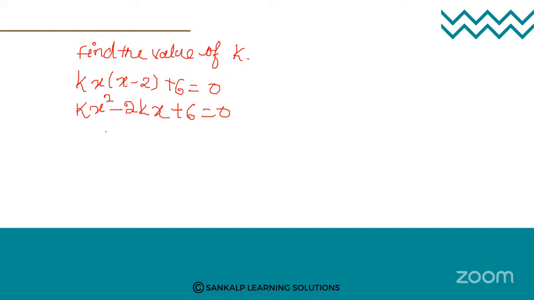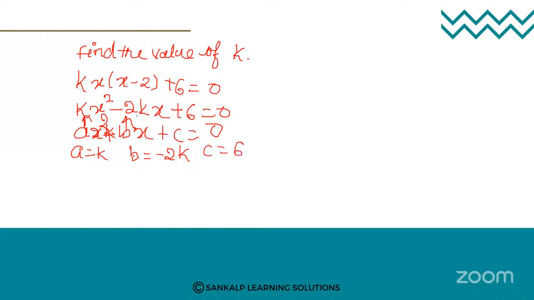Right? Now it is in the form ax square plus bx plus c. A value is k, therefore A is equal to K. B value is minus 2K. C value is 6. A value is the coefficient of X square, that is K here. The coefficient of X is the value of B, that is minus 2K. And C value is 6.